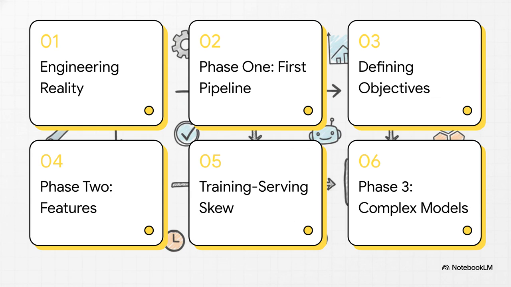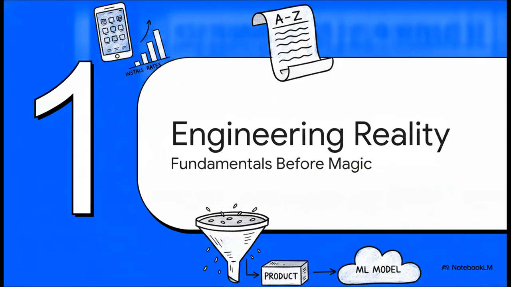Here's how we're breaking it down today. We'll start with the engineering reality, move into phase 1 with the first pipeline, look at defining the right objective, and then phase 2, feature engineering. After that, we'll tackle avoiding training serving skew and wrap up with phase 3, complex models. Okay, let's dive into this. Part 1. The engineering reality.